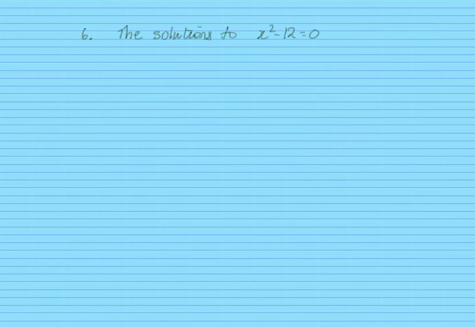So our next question is to find the solutions to x squared minus 12 equals 0. So I'm going to write it as a difference of two squares, but I'm going to force the 12 to be a square, and I'm going to write it as square root of 12. So my next step is to write (x minus root 12)(x plus root 12) equals 0. Now each of those brackets from the null factor law will equal 0. So x minus root 12 equals 0, or x plus root 12 equals 0.